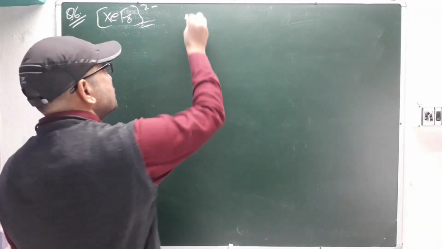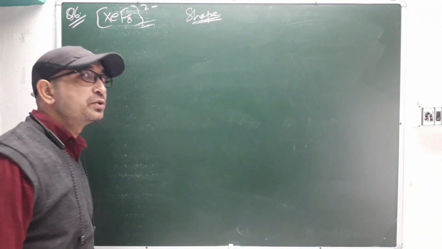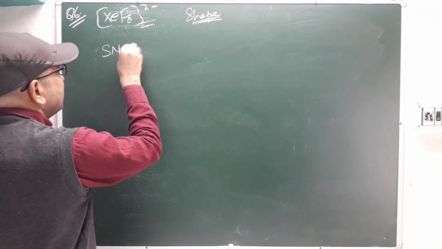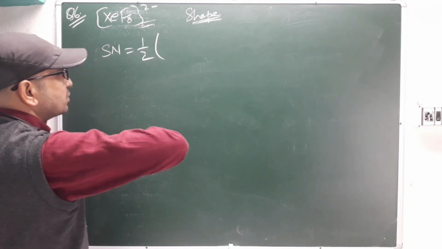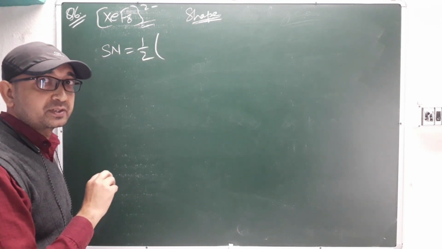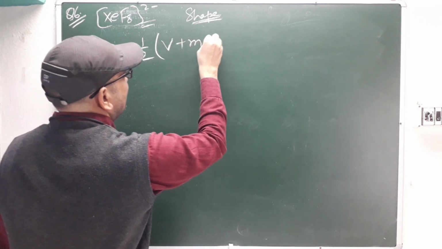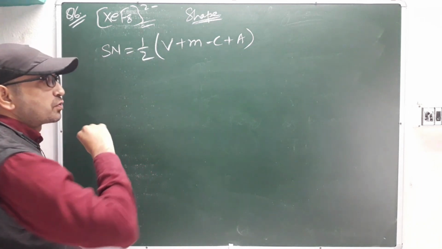Structure means they are asking shape. They are not asking geometry, correct? They are asking shape. So how are you going to draw the shape? First you have to calculate the steric number. Steric number is 1/2, what is the valence electron? So that formula I will write. I have not written it in my previous slide. So it will be 1/2 (V plus M minus C plus A). And what is the meaning of all these things? Just we will see it.